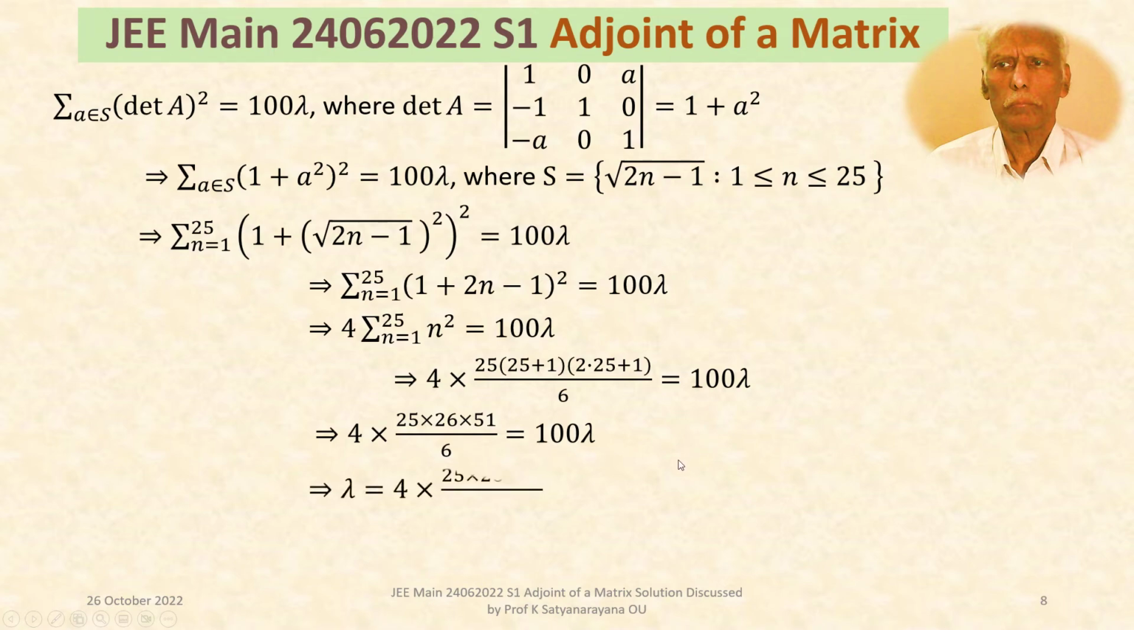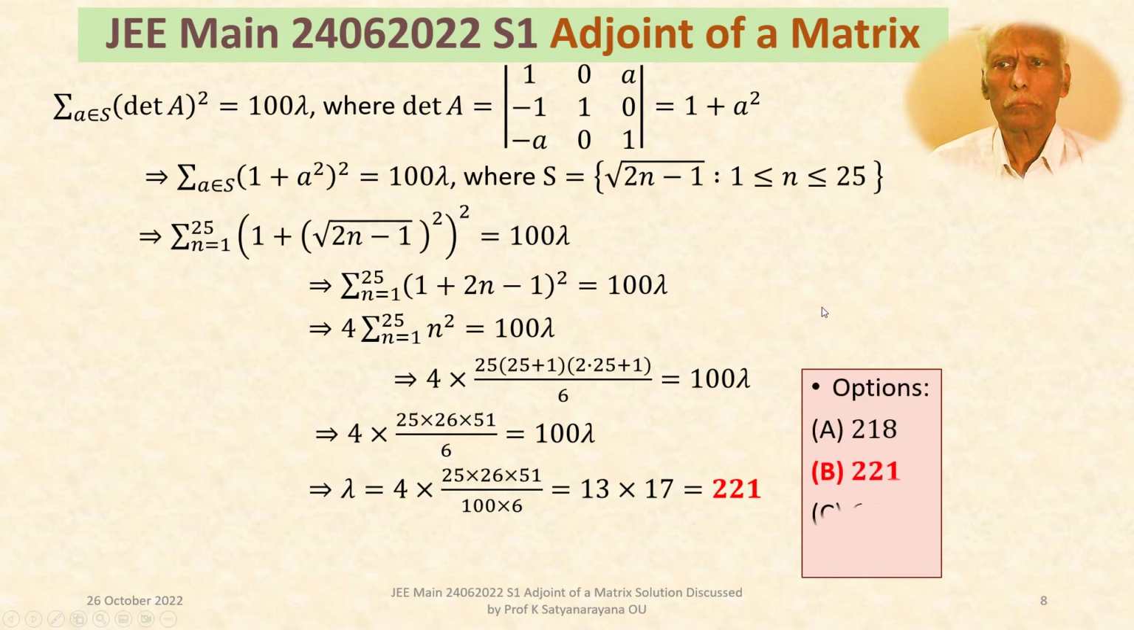So the value of lambda will be 4 into 25 into 26 into 51 by 6, and in the denominator 100. So cancellations take place and we will get 13 into 17, that is 221. So the lambda value is 221. So we have these 4 options here, and our answer 221 appears as option B. Therefore our answer is option B.